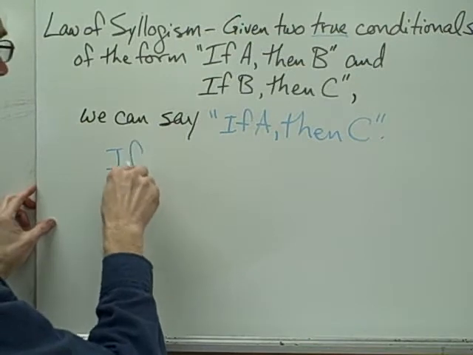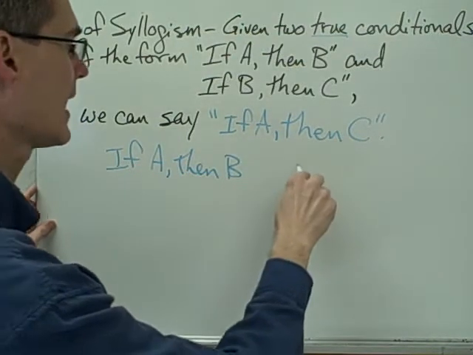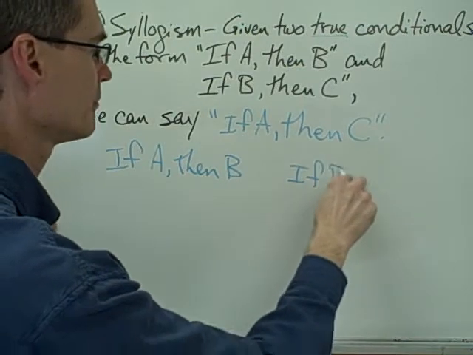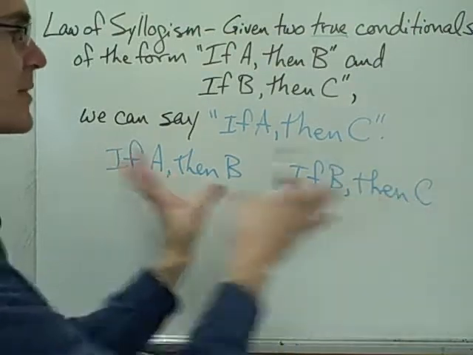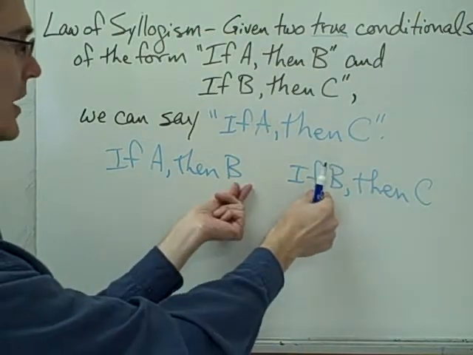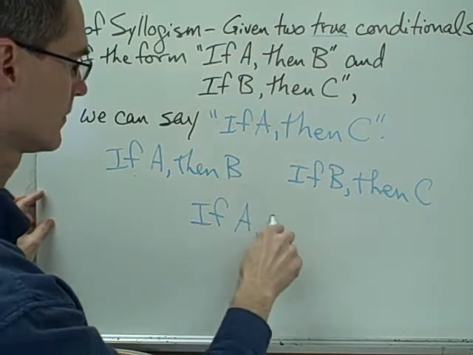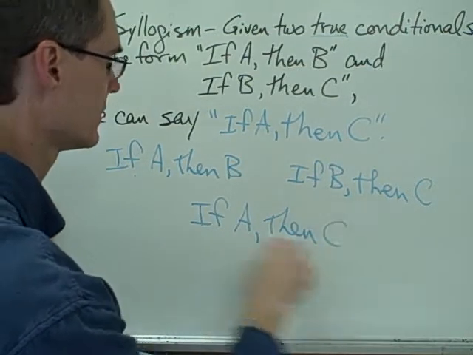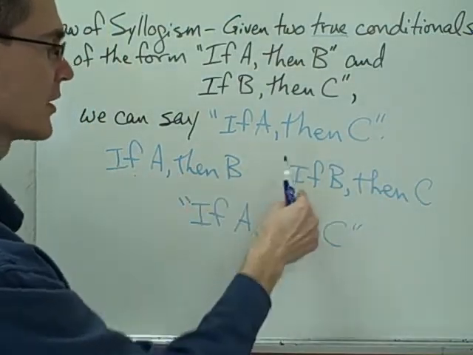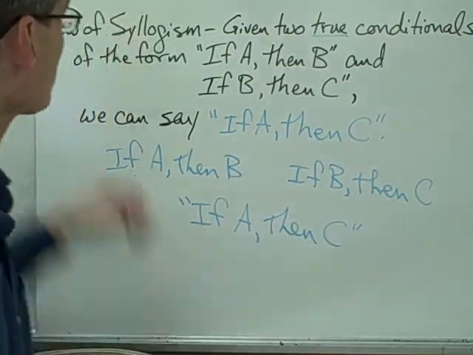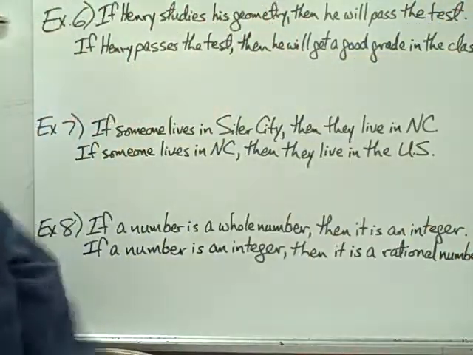A lot of people like to think of the law of syllogism as taking these two statements, if A then B, and if B then C, and squashing them together into one statement: if A, then C. When you squash them together into this one statement, the B parts go away. So let's take a look at some examples using the law of syllogism.